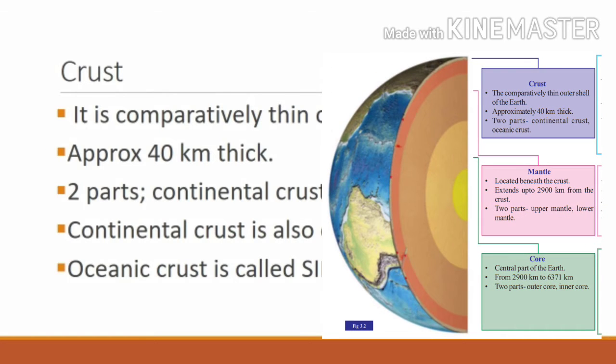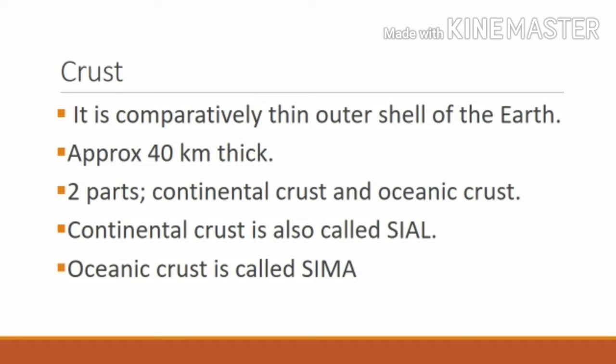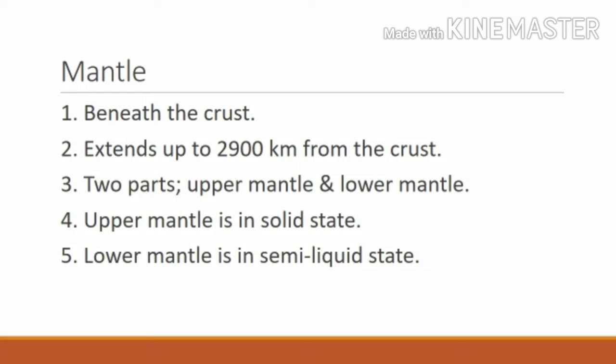There are two parts: continental crust, the outer shell of the continents or the land area, and oceanic crust, the outer shell of the oceans. Continental crust is also called Sial because it contains silica and alumina, whereas oceanic crust is called Sima, which contains silica and magnesium.